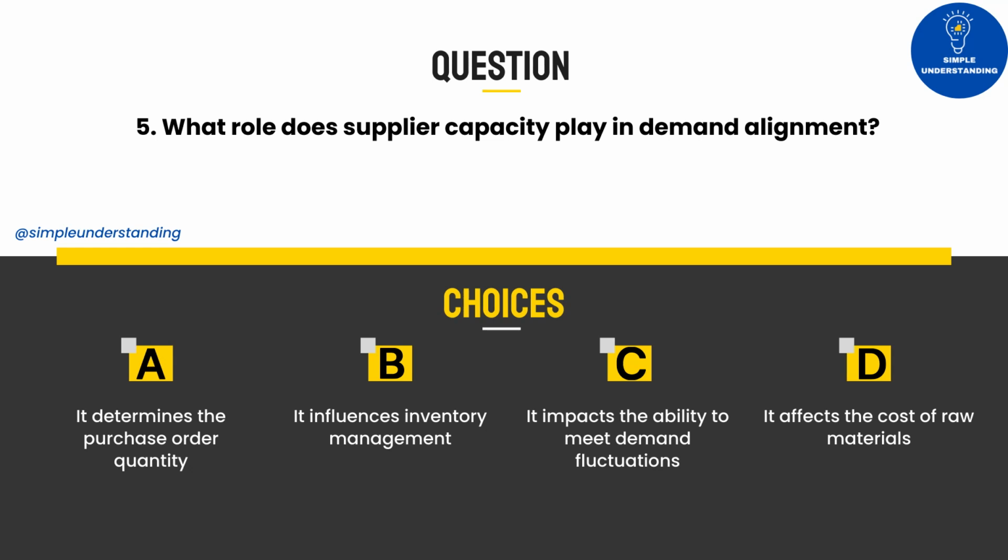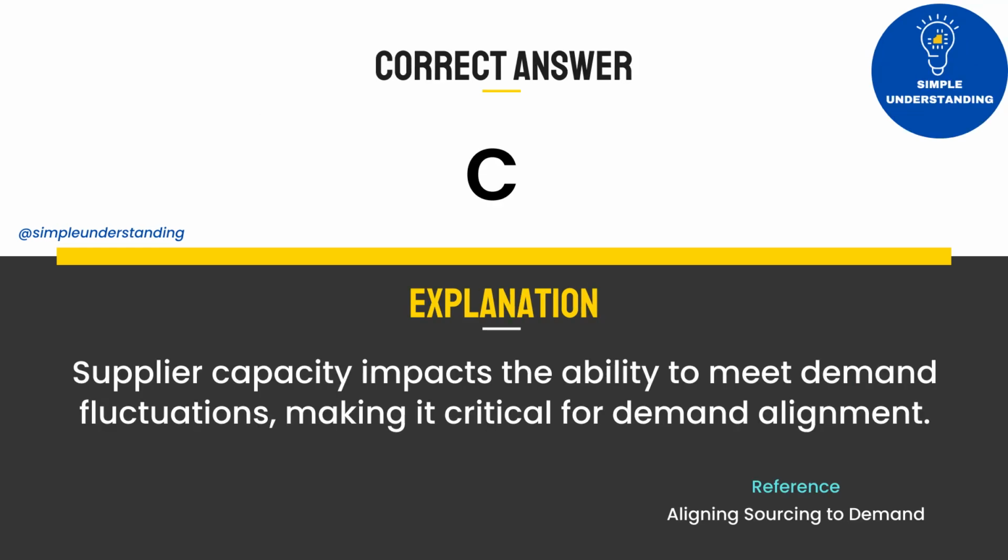5. What role does supplier capacity play in demand alignment? A. It determines the purchase order quantity. B. It influences inventory management. C. It impacts the ability to meet demand fluctuations. D. It affects the cost of raw materials. Correct answer, C. Explanation. Supplier capacity impacts the ability to meet demand fluctuations, making it critical for demand alignment.